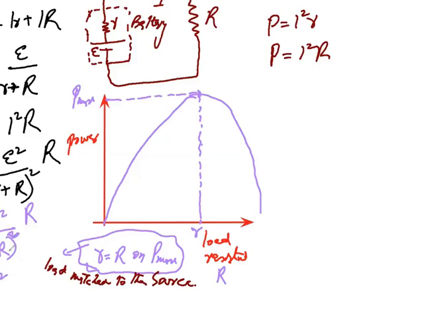But I don't get why the load has to be matched to the source. Why? I don't get this. So if you increase the load resistance, then your power will increase. And then your power will get decreased. But how do you know that? How do you know this point is equal to R? How do you know R must be equal to R?